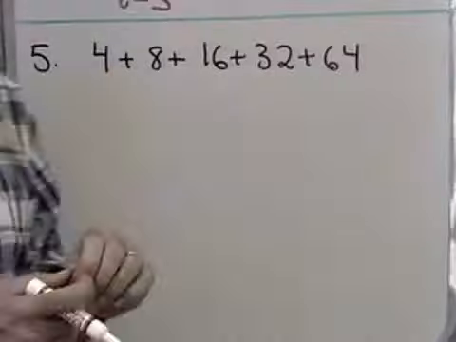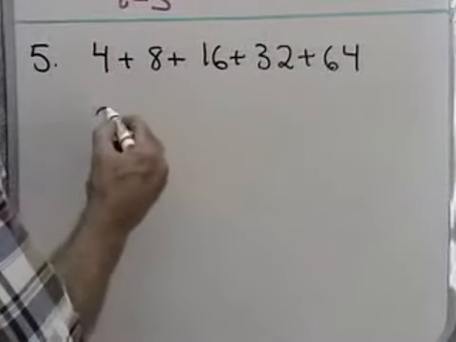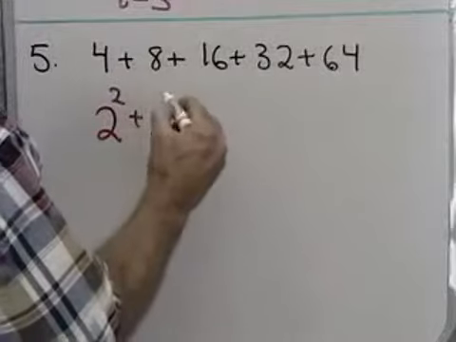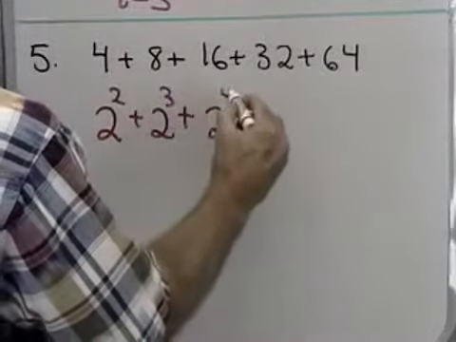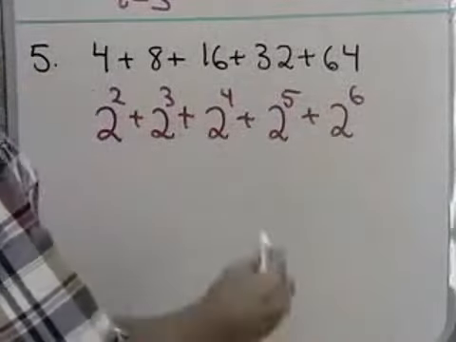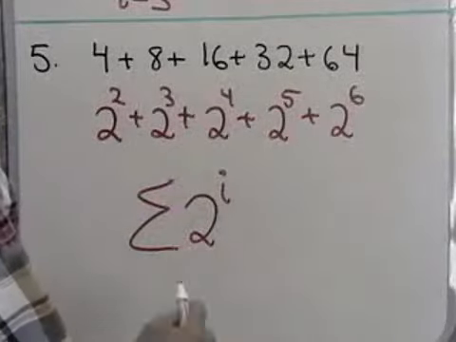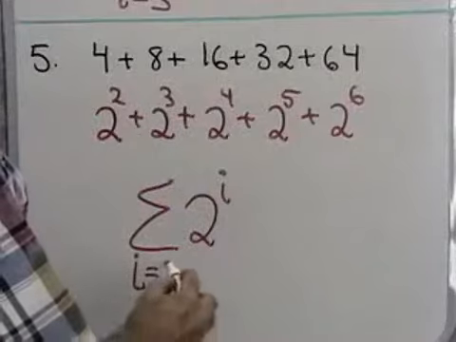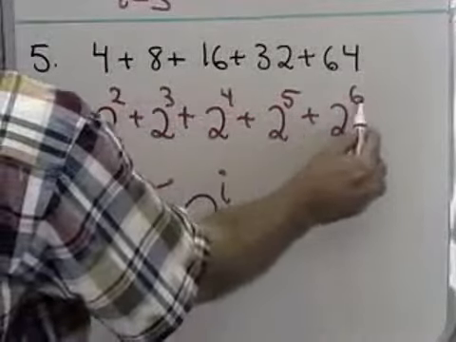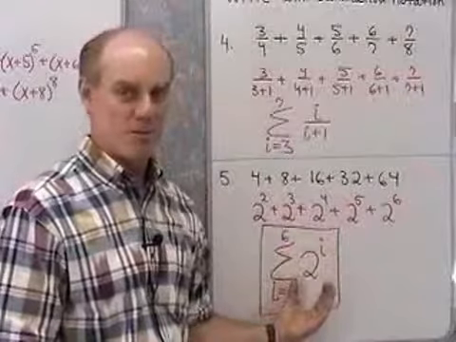Okay, let's look at the next example. Example 5, 4 plus 8 plus 16 plus 32 plus 64. Well, these again look like powers of 2, 2 to the 2nd, plus 2 to the 3rd, plus 2 to the 4th, plus 2 to the 5th, plus 2 to the 6th. So they all have the form 2 to the i, and I want to add all of them together, starting with i equals 2 and ending at i equals 6. So this is the notation that I would use to write this sum in a compact form using summation notation.